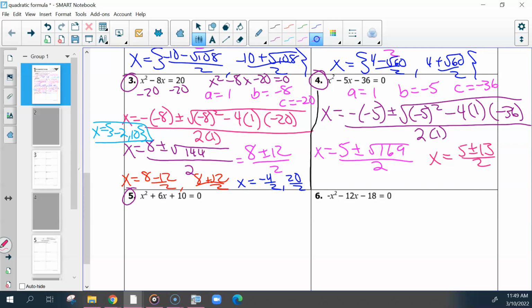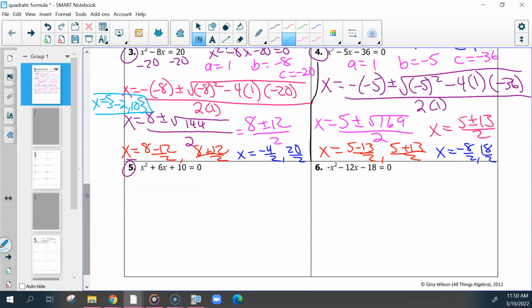And then we can start to simplify this more, separate it into 2. So x equals 5 minus 13 over 2 and 5 plus 13 over 2. So x equals negative 8 over 2 and 18 over 2. So then our solutions would be x equals negative 4 and positive 9.